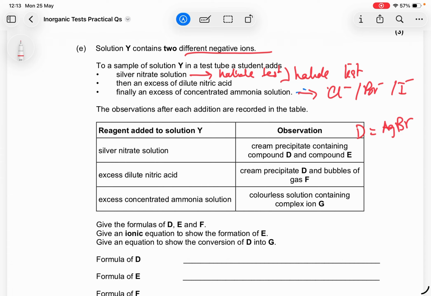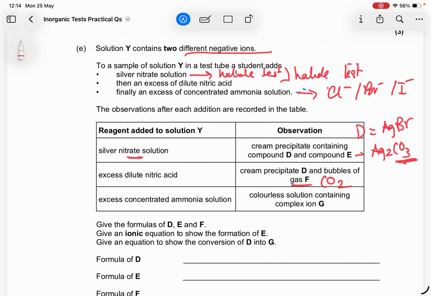Okay, and because you have added nitric acid, E could also be silver carbonate, because the carbonate ions have precipitated out. It's only when you add nitric acid that they will dissolve. Now, with the cream precipitate and bubbles of F, F must be carbon dioxide, because we've established there's carbonate in there.